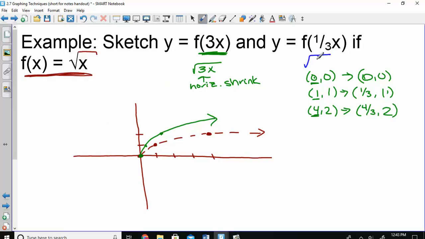The second one, f of 1/3 x. That's the square root of 1/3 x. So inside is x, so it's horizontal. Will that 1/3 stretch or shrink? Stretch, because it does the opposite of what we expect.